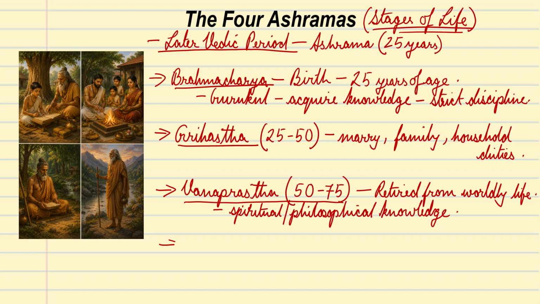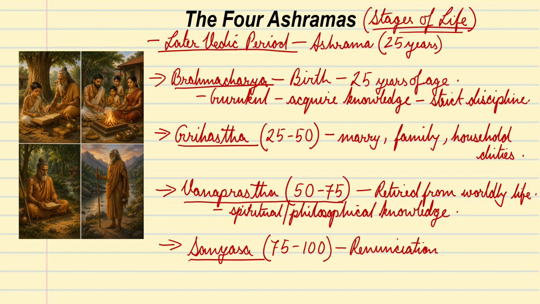So spiritual and philosophical knowledge were given very much importance. After that we had the last stage, which is sannyas ashram, and this extended from 75 to 100 years of age, but people mostly did not live that long. So this was the age of renunciation, and a person gave up all worldly attachments and devoted themselves to meditation, and this was done in order to attain moksha, which is salvation. So people waited for their death in the sannyasa ashram. So that was all about the four ashramas.